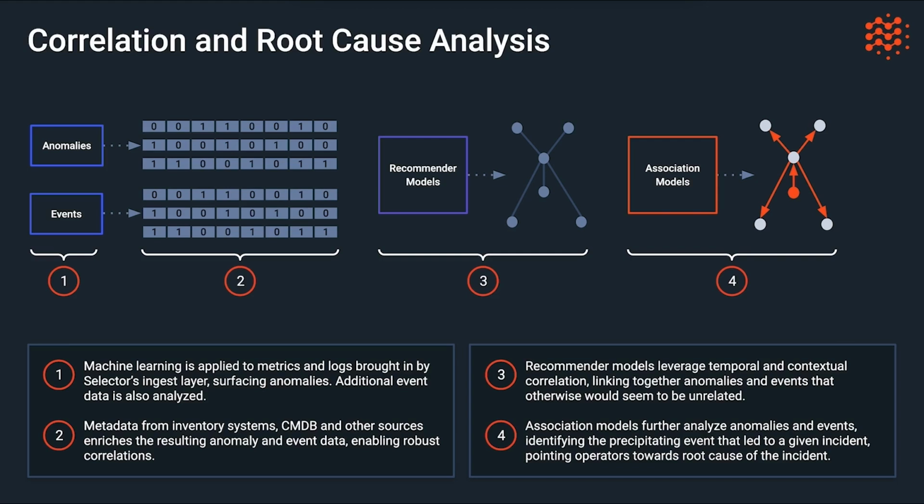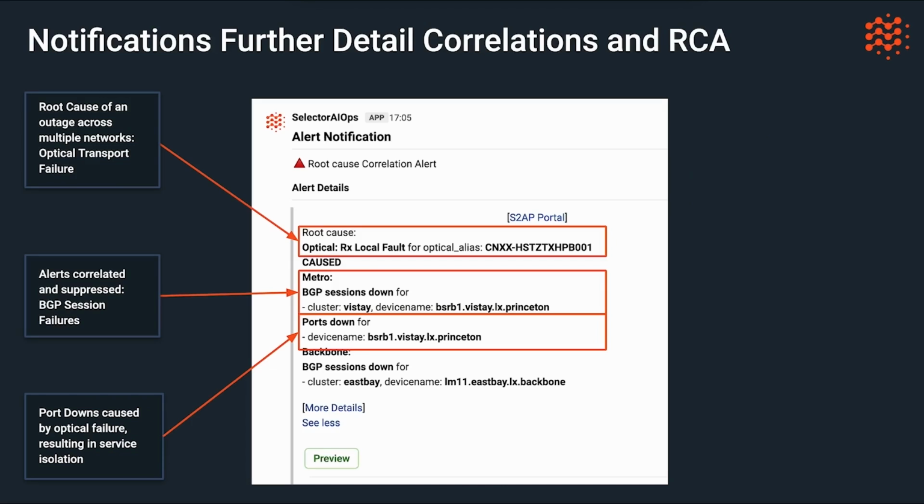At this stage, we have now grouped together the related events and produced a graph representing all of the related events. Finally, association models are applied, which forms a directed graph, leading to the identification of the root cause of the incident. Customers can consume the resulting correlations in a variety of ways.